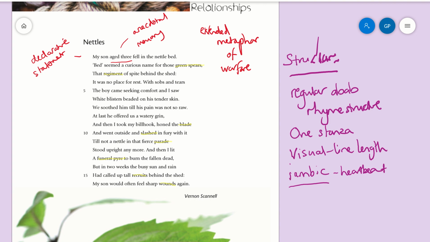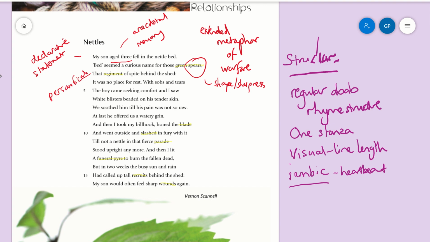Bed seemed a curious name for those green spears. We've already talked about how that is, but there's kind of an ambiguous image there with spears because of the shape of the nettles, but also because of the sharpness. So you get both of those there. That regiment of spite behind the shed. Again, there's a personification there.